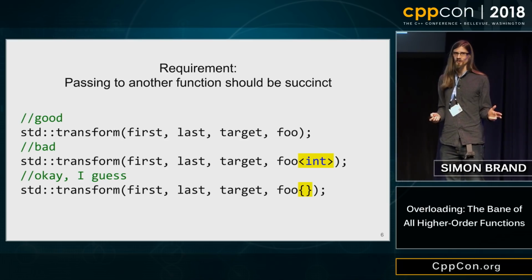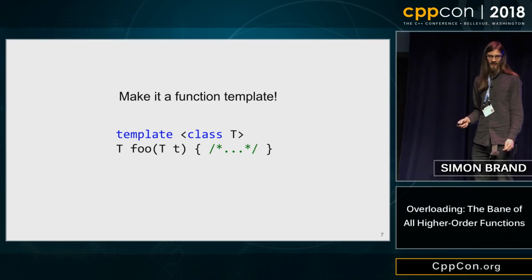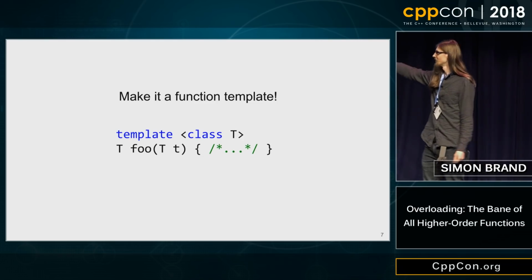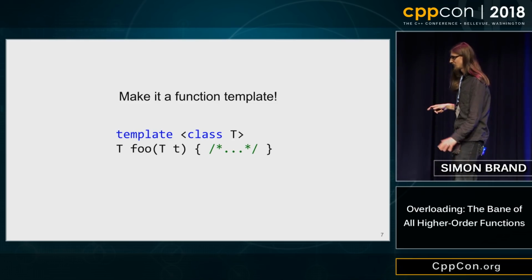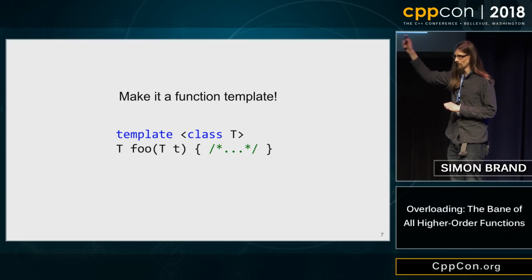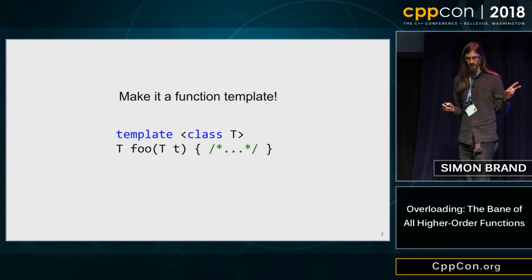Now, the simple solution to this problem is obviously you make it a function template. It's called foo because why not? And it takes a T and returns a T, and maybe does something in between. It doesn't really matter what this function's doing. I only really care at this point about how it fulfills my two criteria.